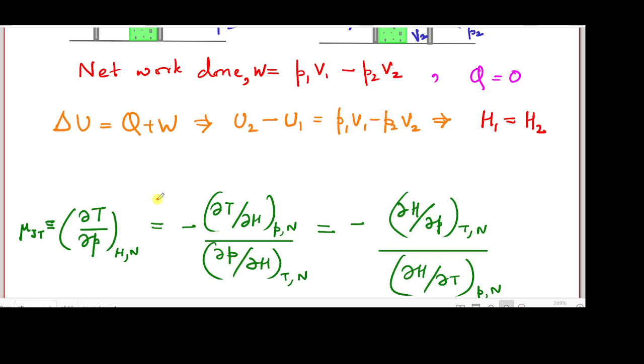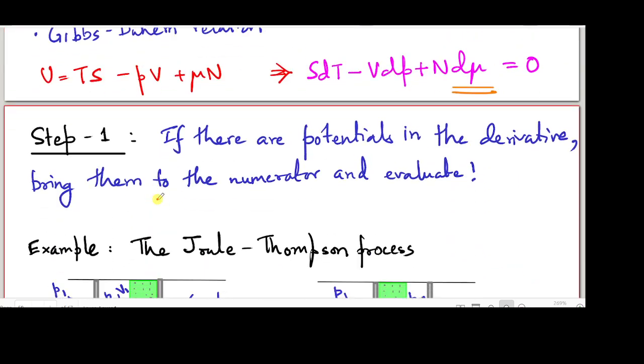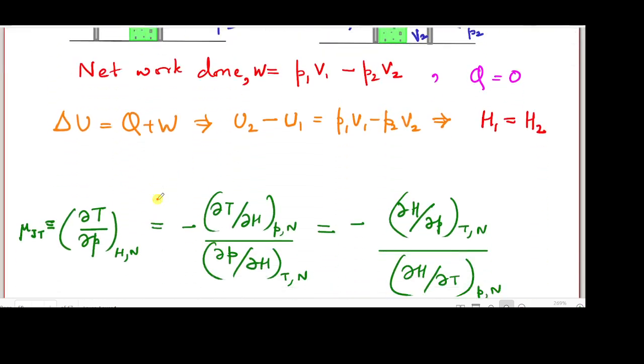And notice that step 1 is that if there are thermodynamic potentials involved in the derivatives, you have to bring them to the numerator and then evaluate using the standard differentials of those thermodynamic potentials. So, notice that you do have a thermodynamic potential here, H, but H is not in the numerator or the denominator of this partial derivative. I will not apologize for using the words numerator and denominator here. I hope all of you understand what I mean.